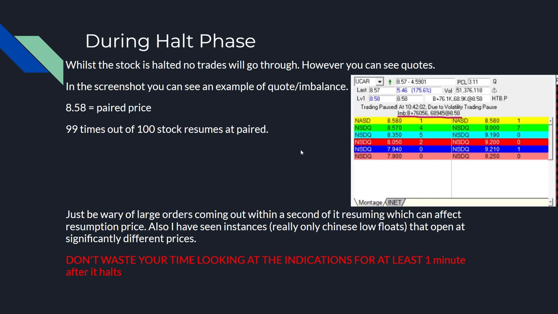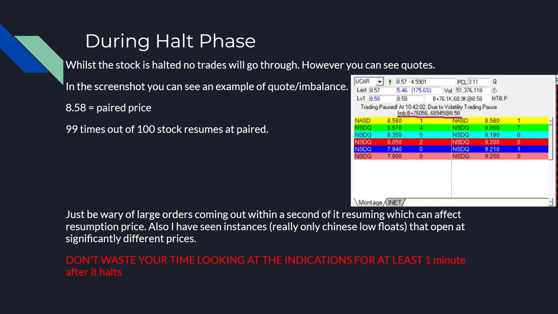Other thing I'll say, I always see a lot of the time something halts and people go, oh wow, indication 100, 200, 1,000, 2,000. You can ignore it. That is going to get paired. I've never seen a scenario where you get a gap up like that, like an indication of 10,000. It doesn't happen, okay?